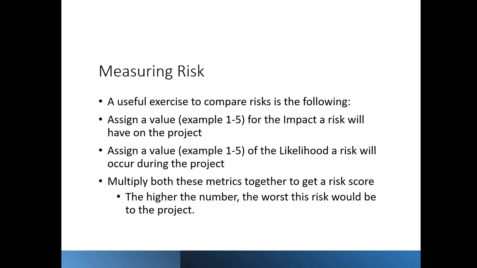So, measuring risk. A useful exercise to compare risks is the following. Assign a value, for example 1 to 5, for the impact a risk will have on a project, and also assign a value, for example 1 to 5, for the likelihood a risk will occur during the project. Multiply both these metrics together to get a risk score. The higher the number, the worse this risk would be to the project. For example, a 5 in impact would be severe, so it's going to have a major impact on the final project. A 1 in likelihood, for example, means it might happen once in a while, but not that frequently.